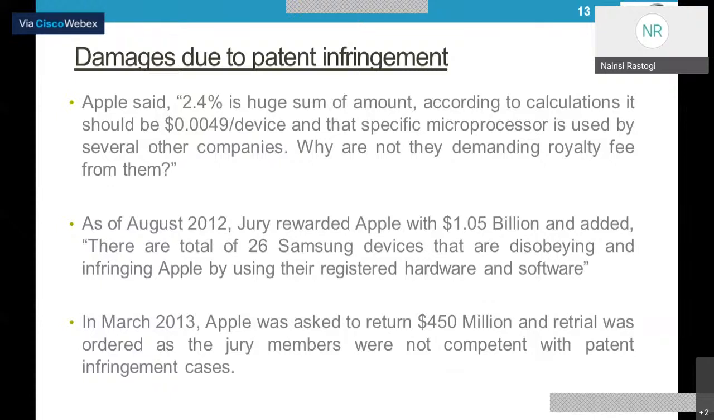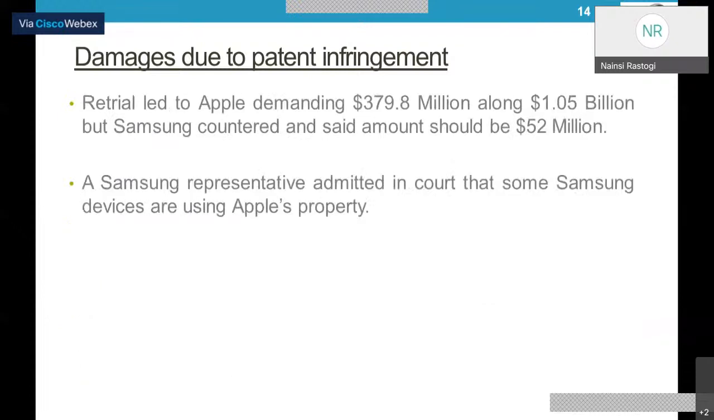Then in March 2013, Apple was asked for 50 million, and a new trial was ordered as the jury members were not competent with the patent infringement cases. So it was a long case. It was a long battle. It was held for 7 years. This way the case ended with a huge penalty.